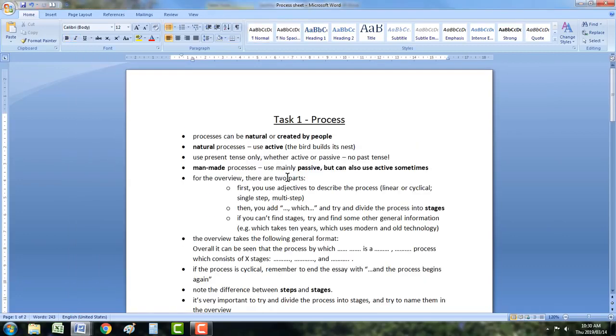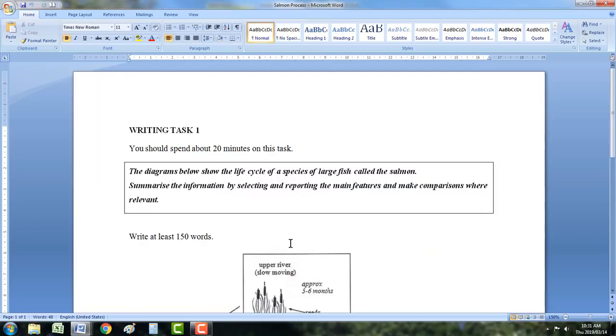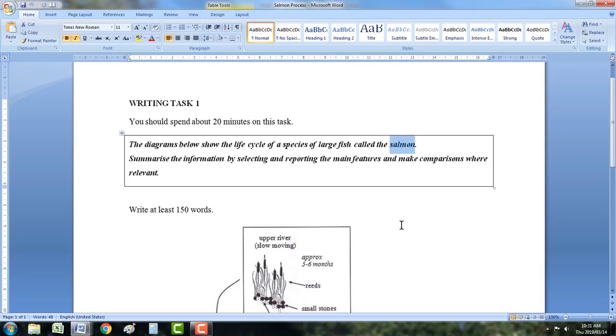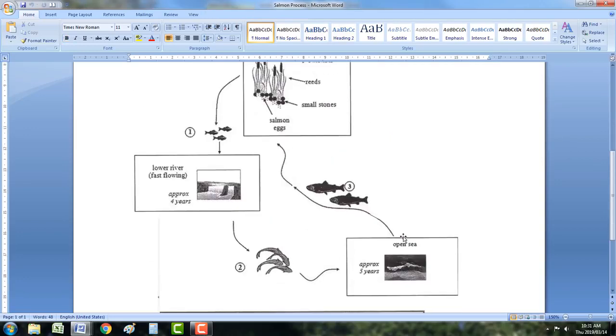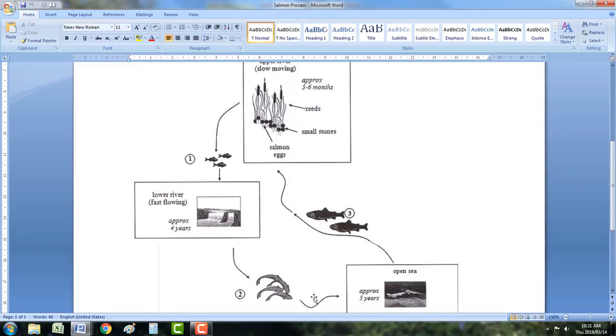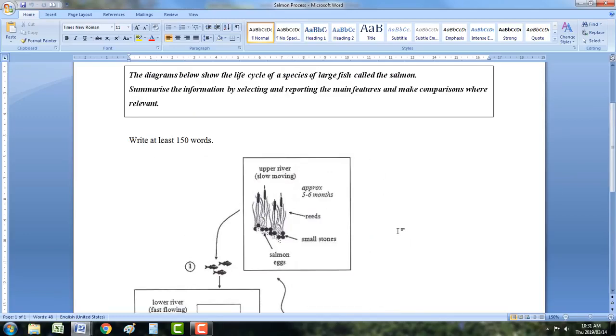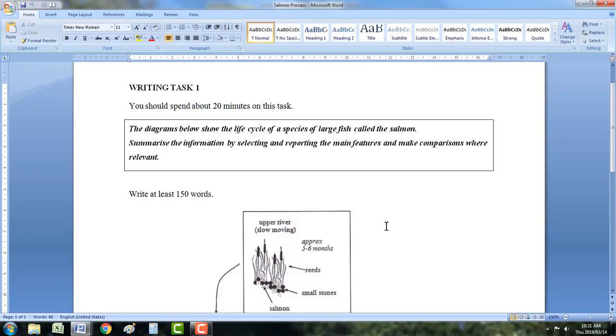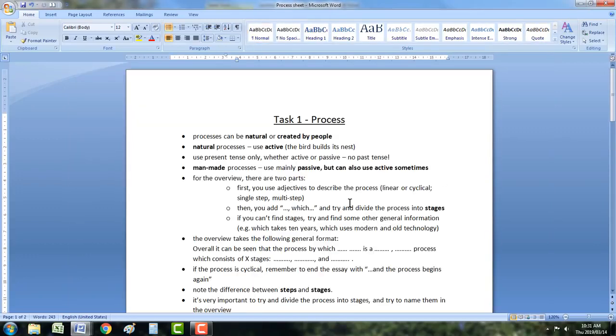The first thing is that these processes can be natural or created by people, man-made. Most of them that you see in IELTS are these man-made ones where it's a product. But there are some natural processes, for example this one about a fish called the salmon, also from one of the Cambridge books, I forget which one, but this of course is a natural process. Usually the natural processes are cyclical. I'll talk about cyclical. Anyway, we're not going to do natural today. We're going to do man-made, or created by people.